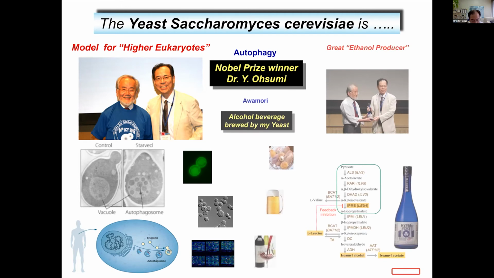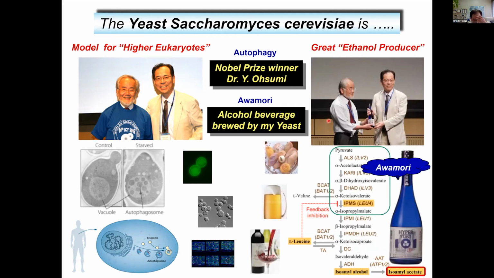Also, yeast is a useful microbe in the fermentation industry due to its extremely high ethanol productivity. For example, I recently isolated a new yeast mutant that overproduces isoamyl acetate, known as a key flavor. By brewing with my yeast strains, awamori, which is a traditional Japanese distilled alcohol beverage, has been successfully commercialized.